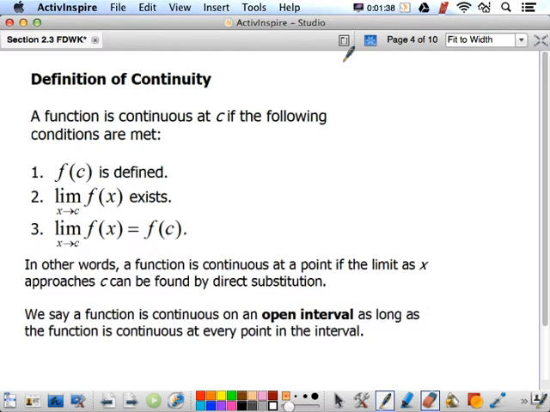The easiest way to say that is that a function is continuous at a point if the limit as x approaches that value C can be found by direct substitution. If you can't find the limit by direct substitution, the function cannot be continuous there for whatever reason. We say a function is continuous on an open interval as long as the function is continuous at every point in the interval. So most of the time, we talk about continuity on open intervals, but we talk about discontinuities at an individual point. And we'll talk about how to frame your answers for all of those things.